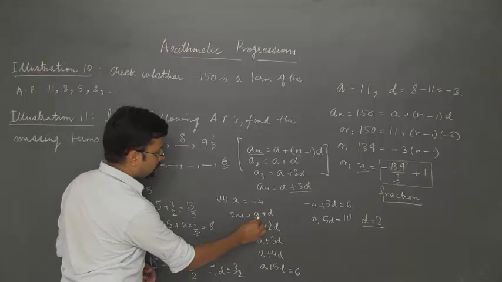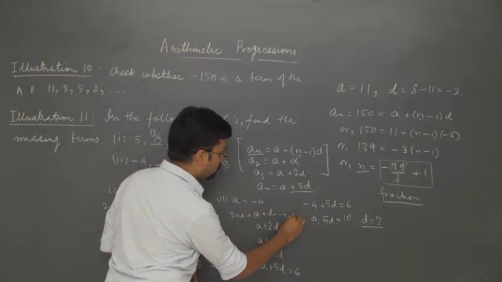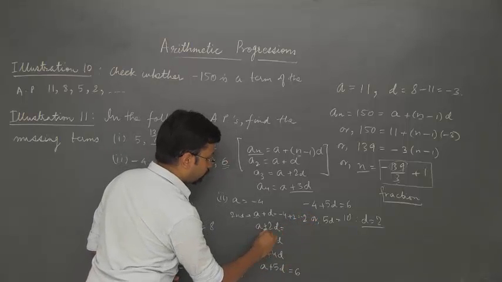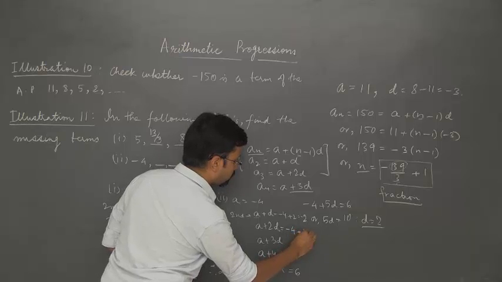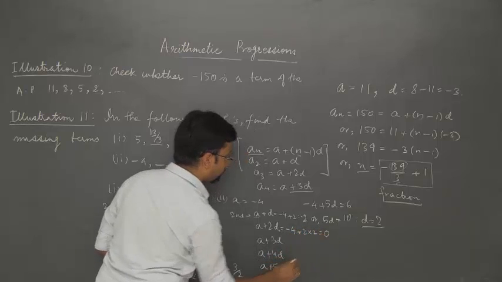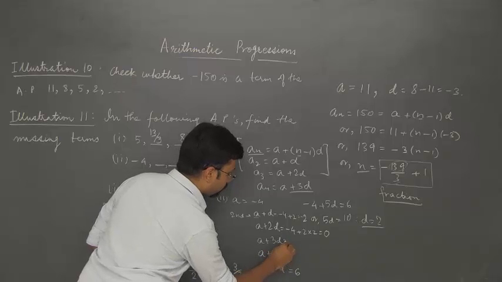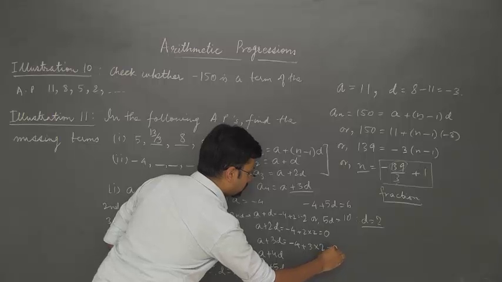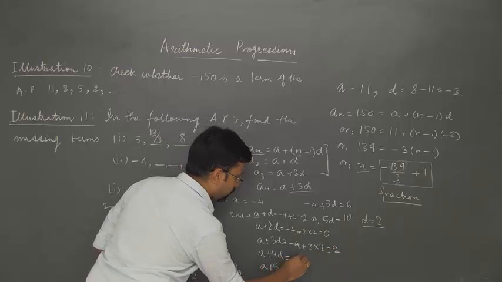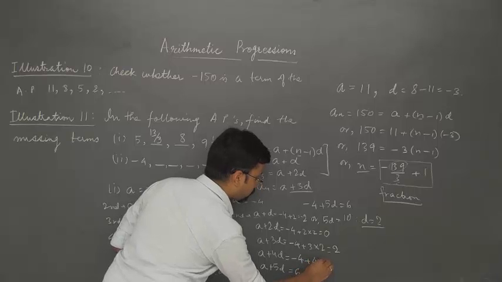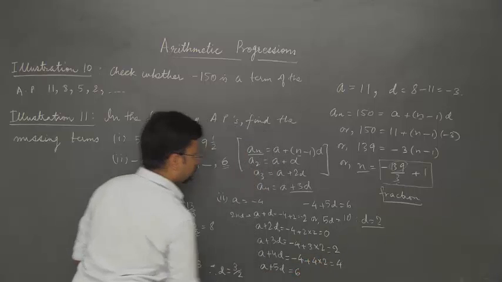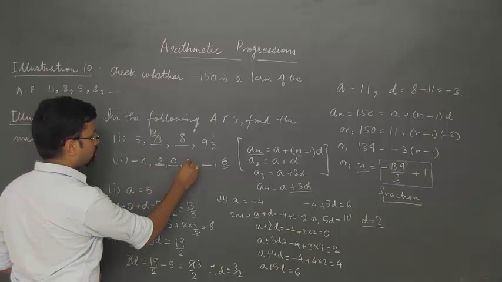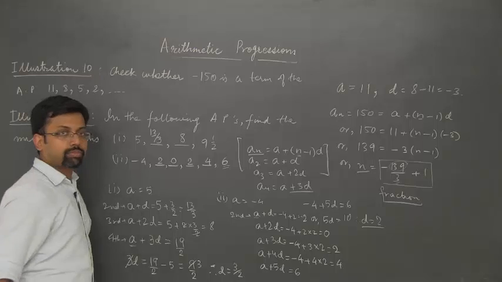So we find out the second term would be minus 4 plus 2, that will be equal to minus 2. The third term would be minus 4 plus 2 into 2, that's 4, is equal to 0. The fourth term would be minus 4 plus 3 into 2, that's 2. The fifth term will be minus 4 plus 4 into 2 is equal to 4. So we can fill these numbers now. It will be minus 2, 0, 2 and 4. I hope you got it.